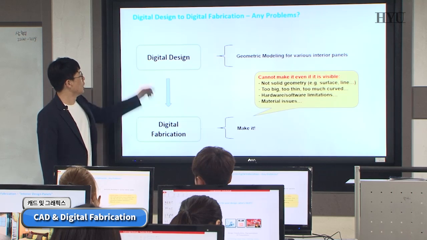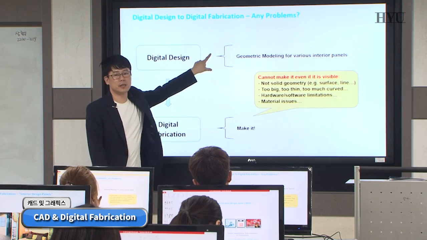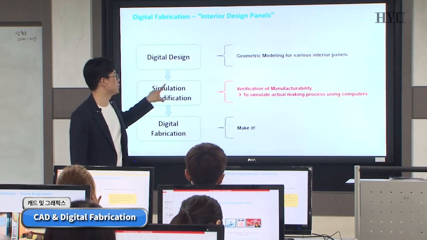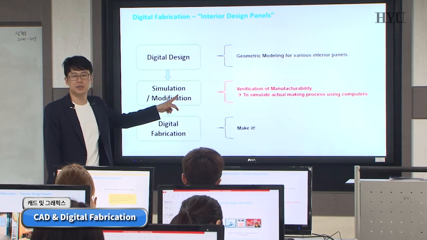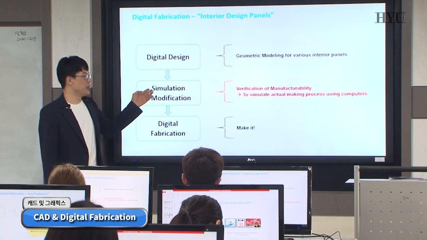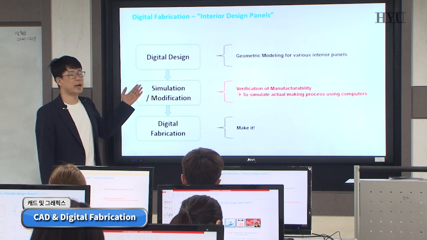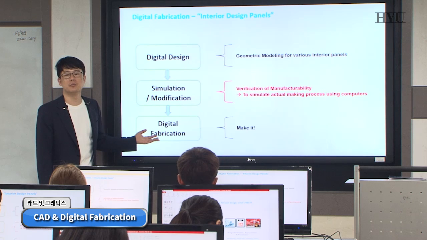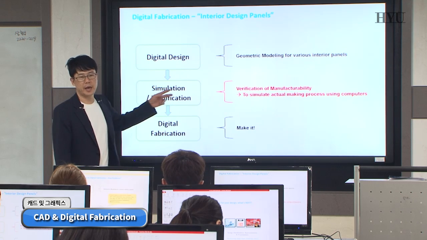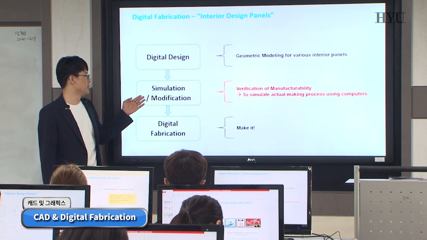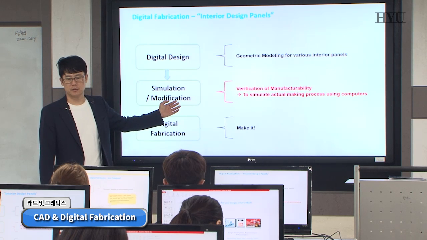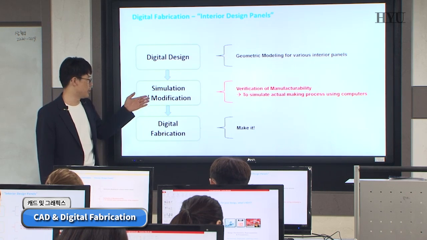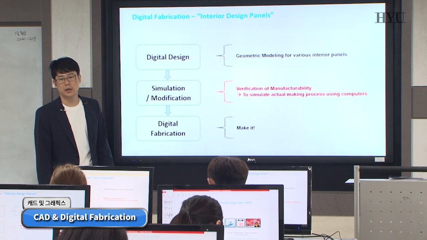So digital design is not the end of this project. We have to make it. So we need to add another process, simulation. Simulation means an additional task for realizing their design without any problem. Simulation first, and if we find a problem, the design should be modified. Without any problem, of course, when the simulation is successful, then we can create, we can make.